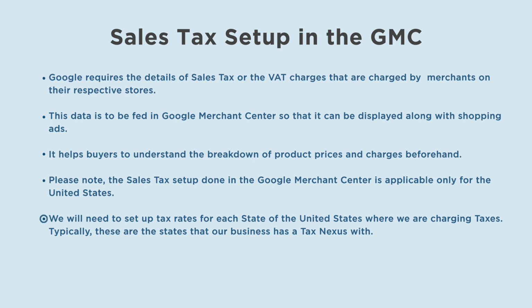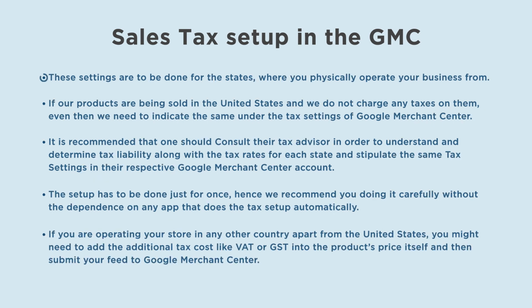We will need to set up tax rates for each state of the United States where we are charging taxes. Typically, these are the states that our business has a tax nexus with. These settings are to be done for the states where you physically operate your business from. If our products are being sold in the United States and we do not charge any taxes on them, even then we need to indicate the same under the tax settings of Google Merchant Center.